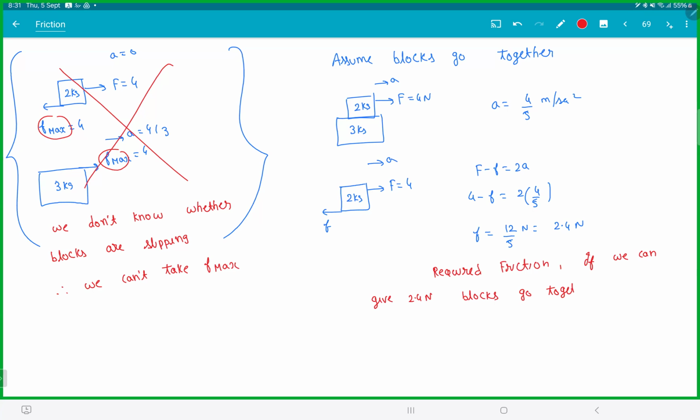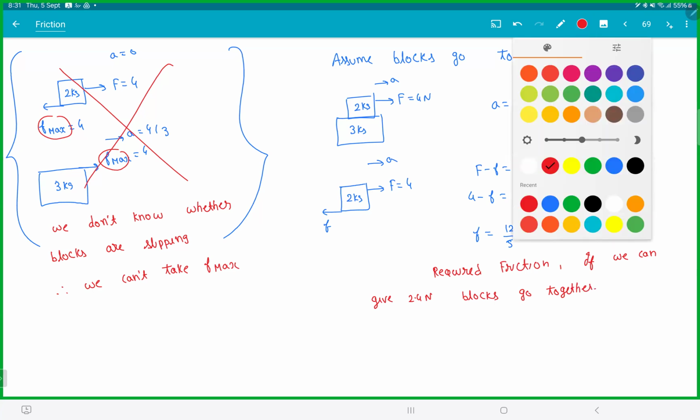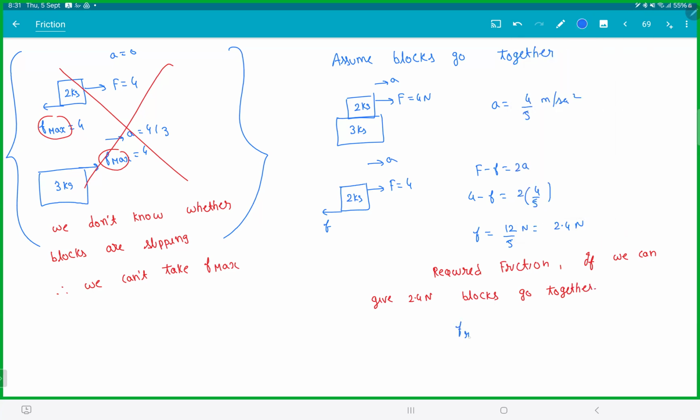We need 2.4. But how much can I give? So the f requirement is 2.4, which is less than F max. F max is 4 newtons. I can give you 4, but you're asking only for 2.4. Therefore, my assumption is right. What was the assumption? Both are going together. So what is the acceleration? So whatever I did was right, done. The acceleration is 4 by 5, and the friction is 2.4 newtons.